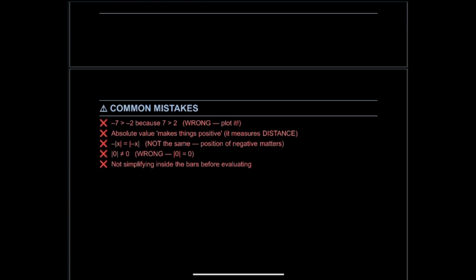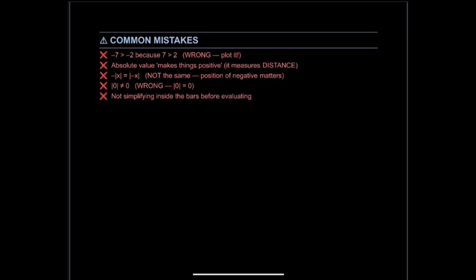Okay, so we have some more. Let's go over some more common mistakes that could happen. -7 is not greater than -2 because 7 is greater than 2. That's wrong. When you plot it out, that's one of the problems that we did. -7 is actually less than -2. Another mistake: the absolute value makes things positive. That's not true. The value of a number can still be negative. It's just saying, hey, -7 is 7 units away from 0. So distance is always positive, but the absolute value doesn't make things positive.